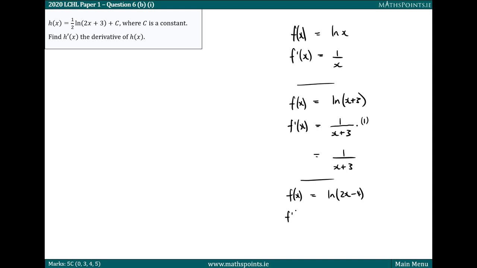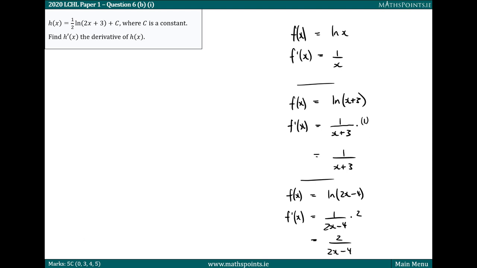What about if we have a function, the natural log of 2x minus 4? Well, the rule in the formula book says that the natural log of the bracket becomes 1 over the bracket, multiplied by the derivative of the bracket. The derivative of the bracket is 2, so that's 2 over 2x minus 4. So just a quick look at how we find the derivative of the natural log function.